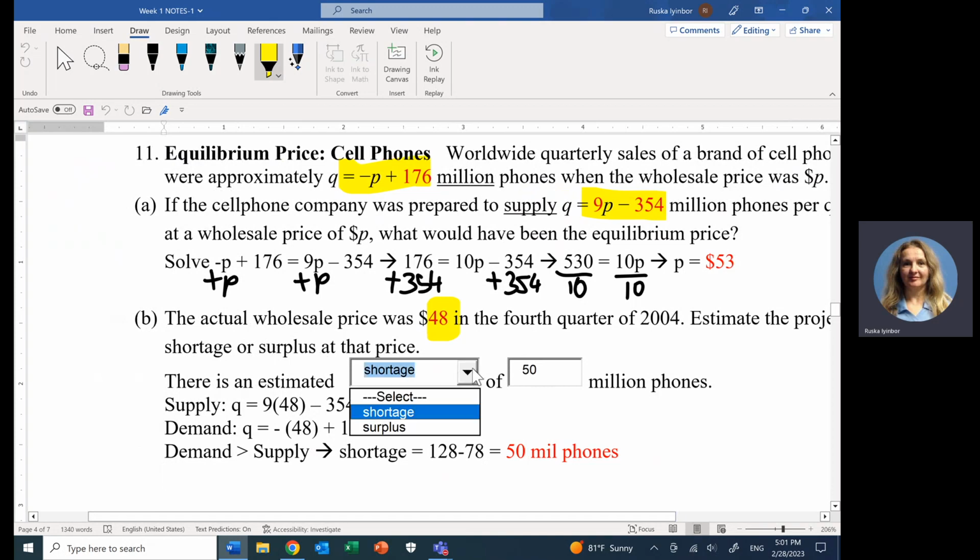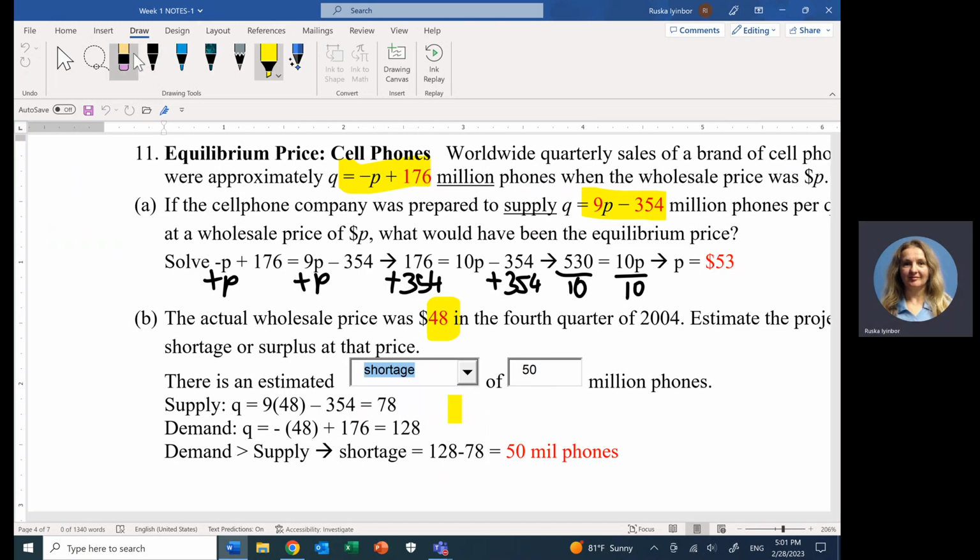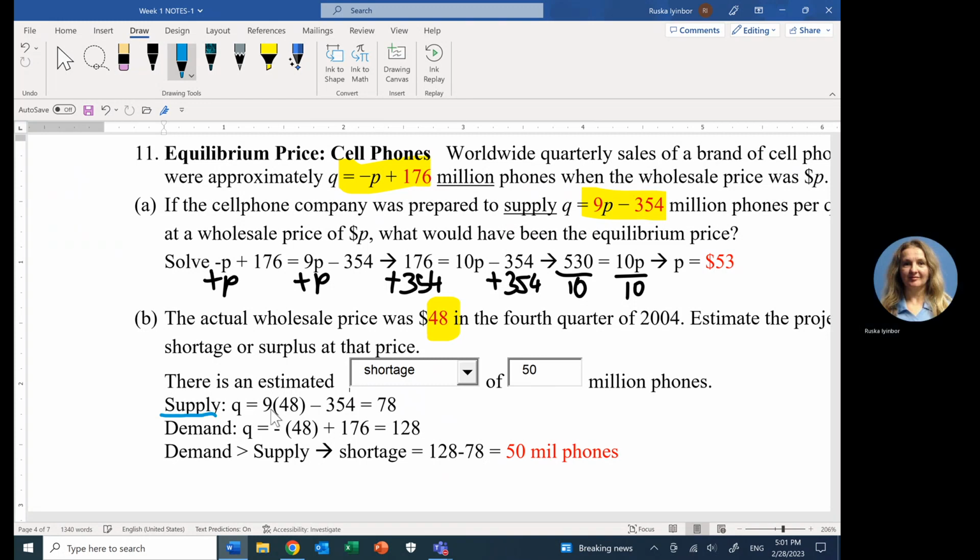So you need to decide, this is what you need to pick. Is it shortage or surplus? And this is how you know. You're going to use the equation for the supply, you're going to use the equation for the demand, and you're going to plug in 48. First starting with the supply. This is the equation for the supply, right? 9p minus 354. So it's going to be 9 times 48, because that's the price right now, minus 354, and that in the calculator is going to give me 78.